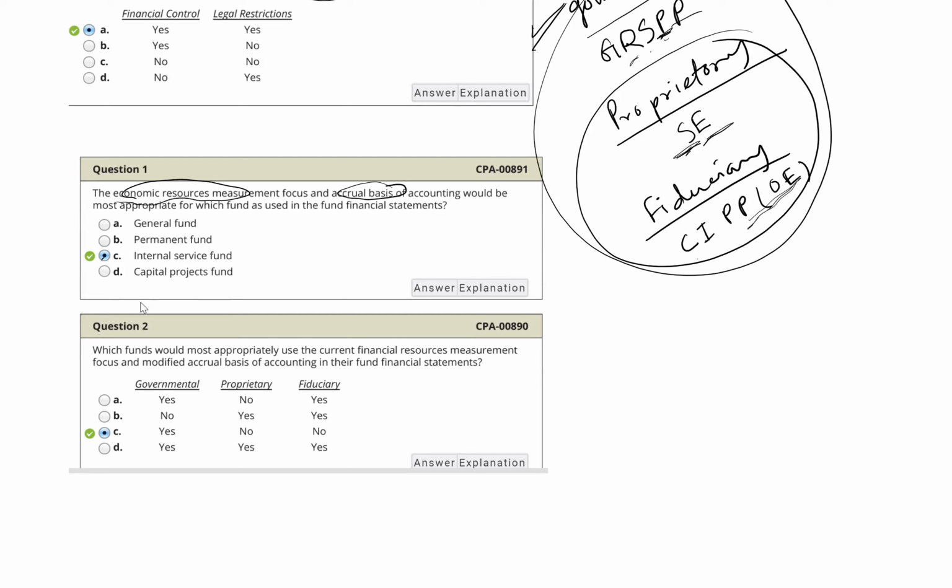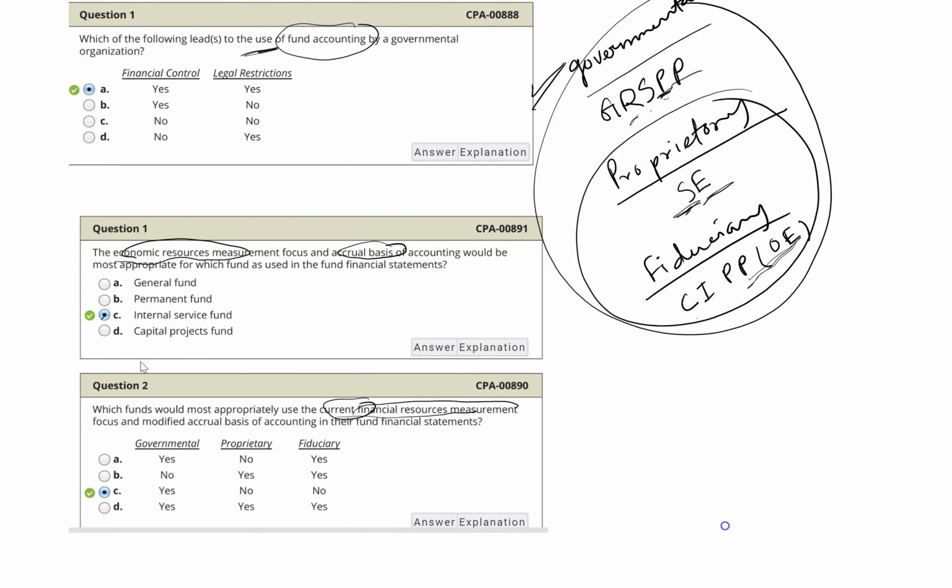Now this next question is, which funds would most appropriately use the current financial resource measures? Definitely we know current financial resource measures means governmental funds, and that follows the modified accrual accounting. So you can easily focus on that. It's only governmental funds, so governmental fund will be yes, not these two other types of funds.